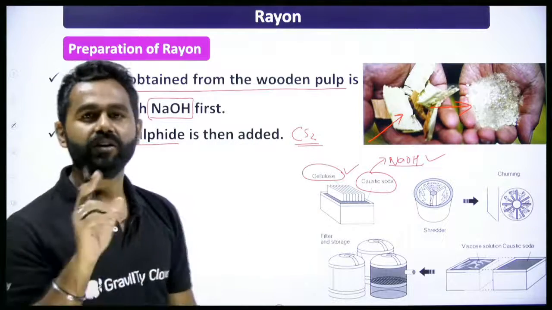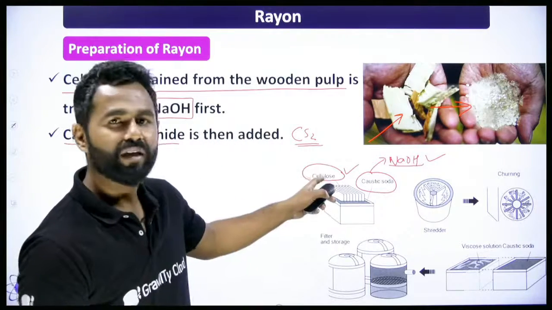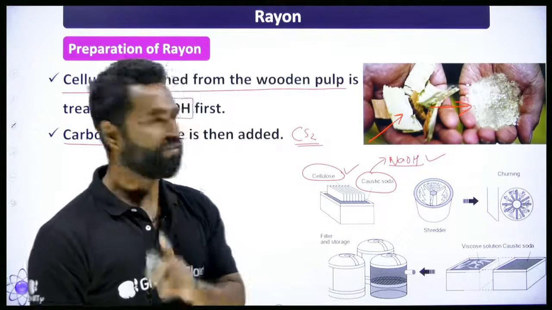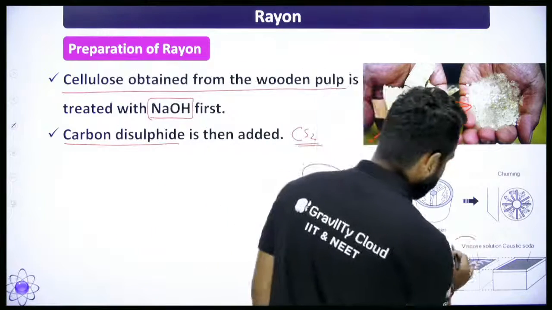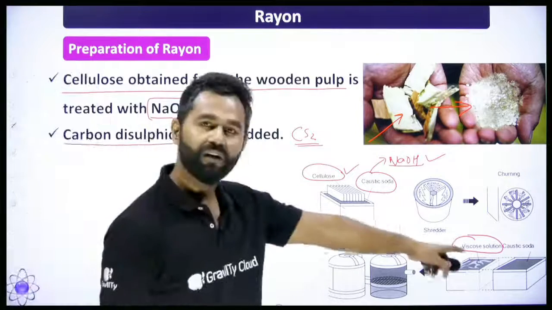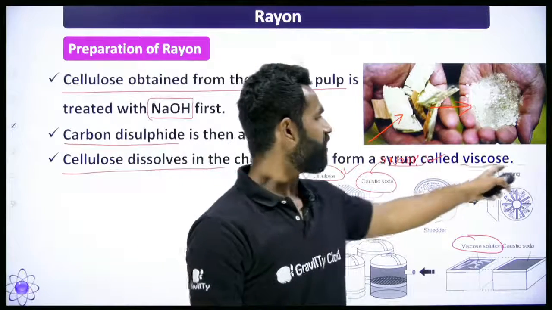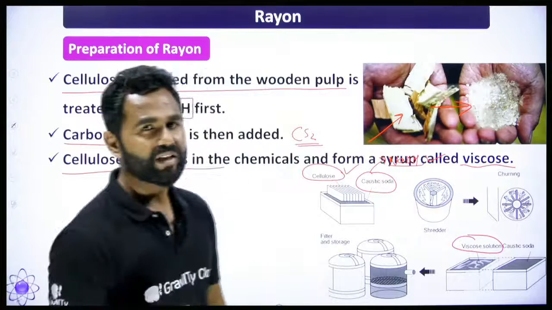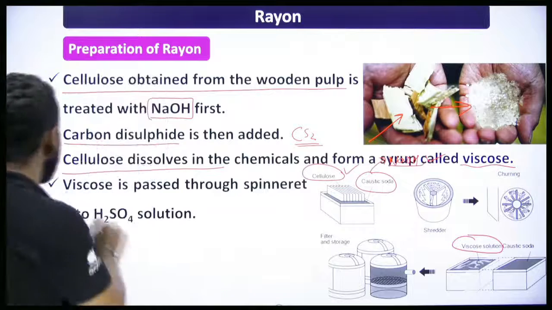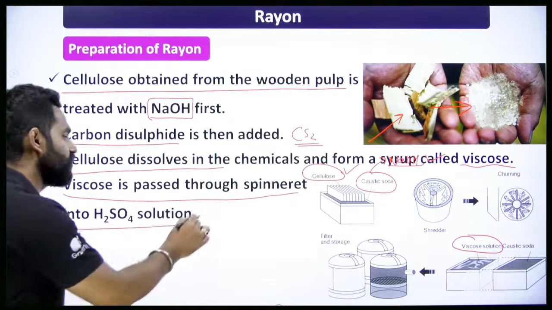Once we have added the sodium hydroxide and then carbon disulfide, you will see that the cellulose has dissolved in these chemicals and it will form a paste which is called viscose, or viscous solution. So cellulose dissolves in the chemicals and forms the syrup which is called viscose. Now we'll do one thing. Viscose is passed through a spinneret into H2SO4 solution.